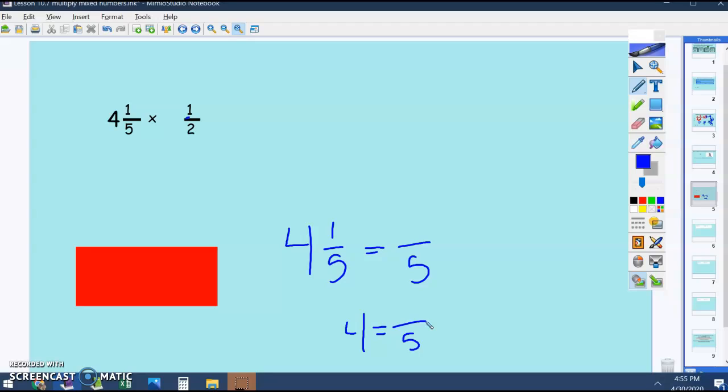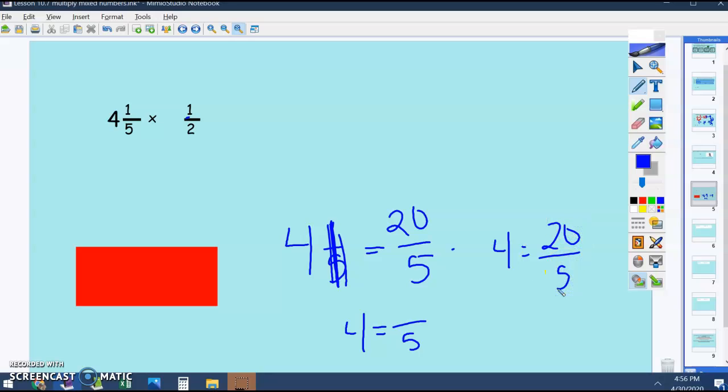Well, if I wanted to work with 5s, I would think 4 times 5 is 20, and then I ask myself, does this sound reasonable? Does it sound reasonable that 4 is the same as 20 fifths? Well, this is an improper fraction. If I divide 5 into 20, that's 4. So yes, that's true. So 4 is equal to 20/5.